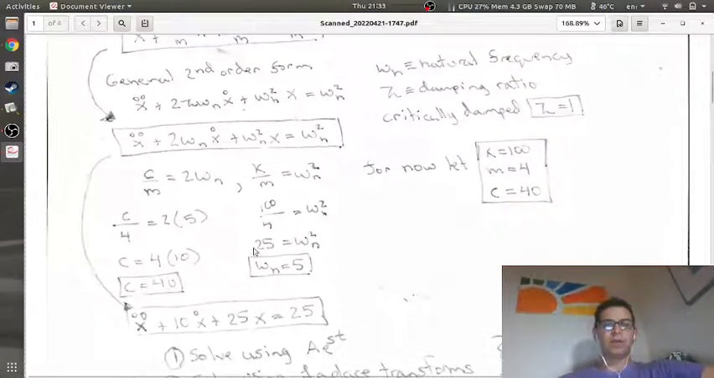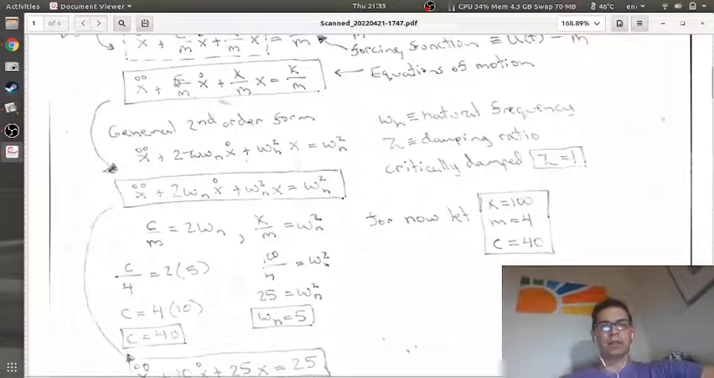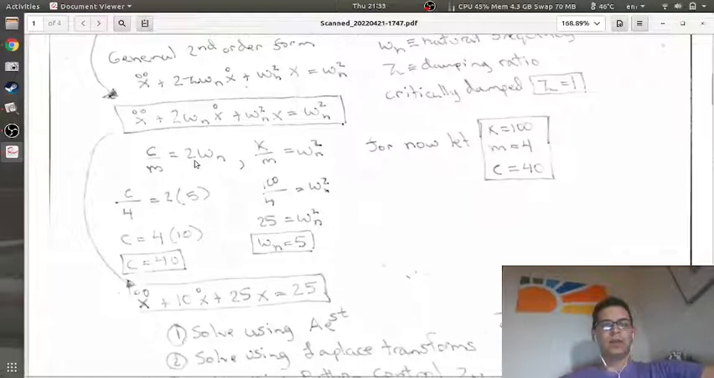And so moving along, I took c over m equals 2 omega n, and again, that was relating the specific form of the second order system to the general form 2 omega n, noting that zeta is equal to 1. I plugged in 5, and 5 times 2 is 10. And then in this case, m is 4 kilograms, so 4 goes to the other side. 2 times 5 is 10, 4 times 10 is 40. And so in this case, c is 40.